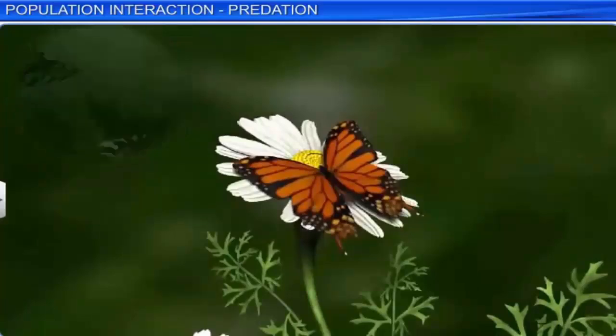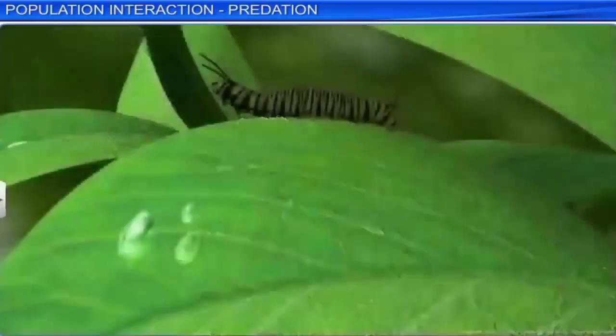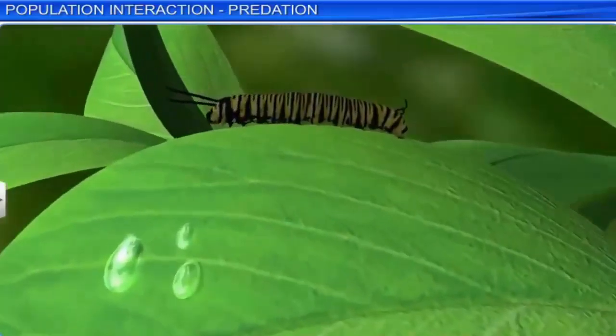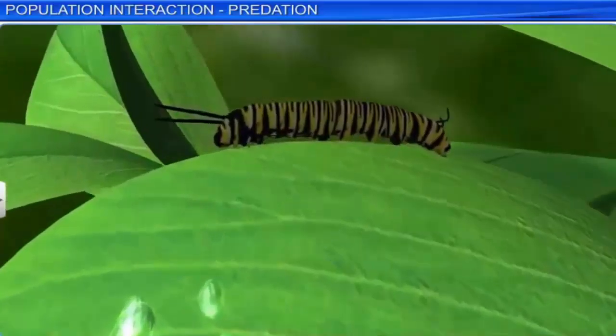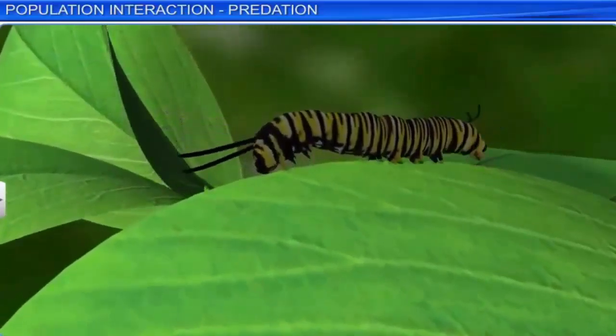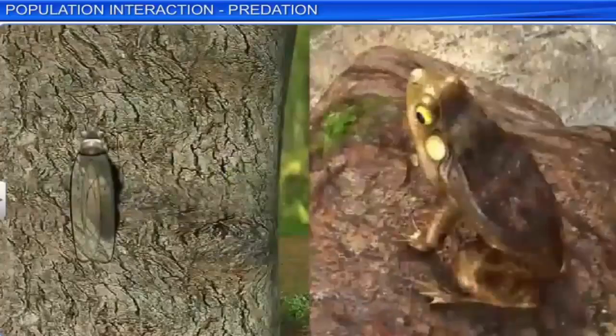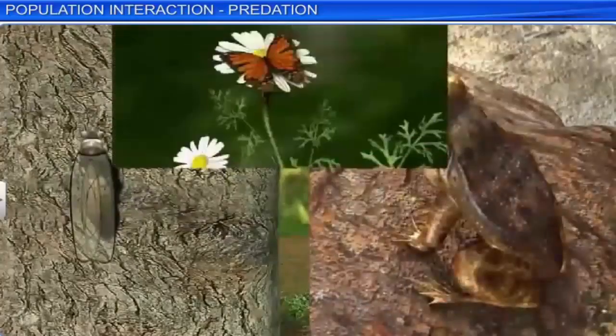For instance, the monarch butterfly contains a chemical that makes it highly distasteful to predator birds. Interestingly, the butterfly acquires this chemical in its caterpillar stage by feeding on a poisonous weed. These are some ways in which animals escape predation. But how do plants protect themselves from predation by herbivores?